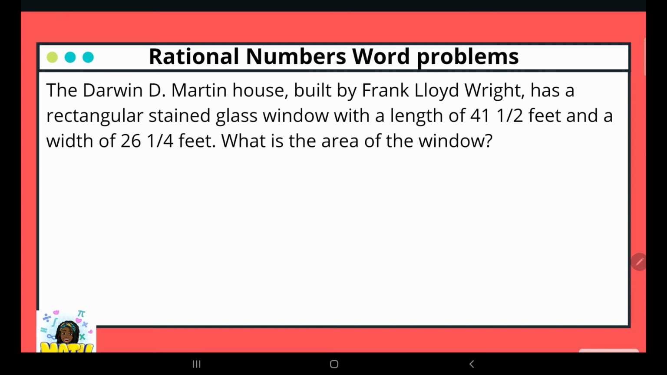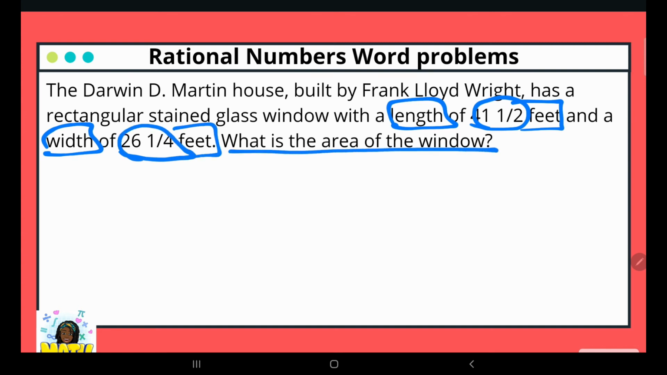The Darwin D. Martin House, built by Frank Lloyd Wright, has a rectangular stained glass window with a length of 41.5 feet and a width of 26.25 feet. What is the area of the window? Okay, so if we were to sketch this image, right, it's a rectangular shape, and we know that one of this dimension, the length, is 41.5, and that the width is 26.25. What is the area?